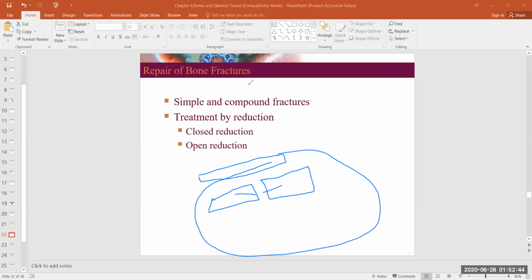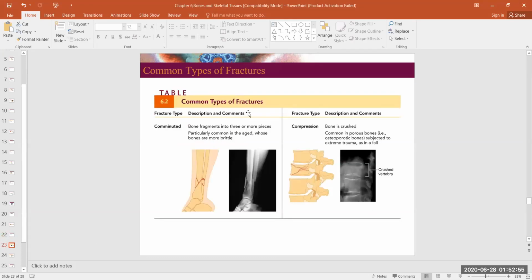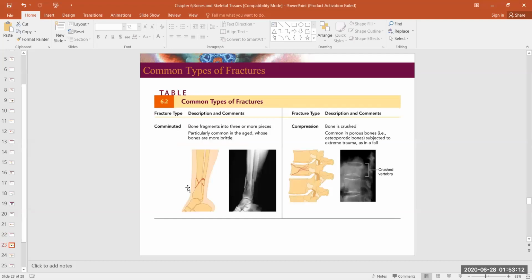So let me raise it again. Okay, so here are some common types of fractures. You see, this is a comminuted fracture. You see, there are several pieces. This is the closed fracture, like a compound fracture. It's a kind of compound fracture, but there are several pieces, so we call it a comminuted fracture.